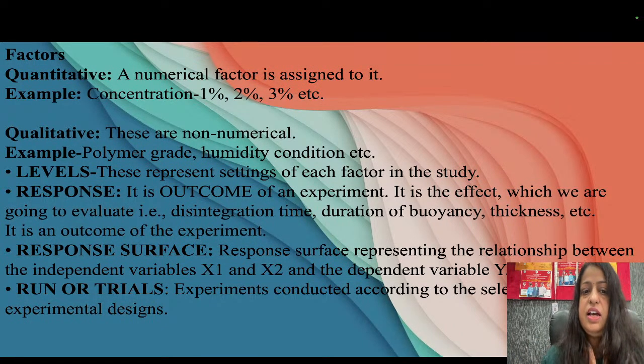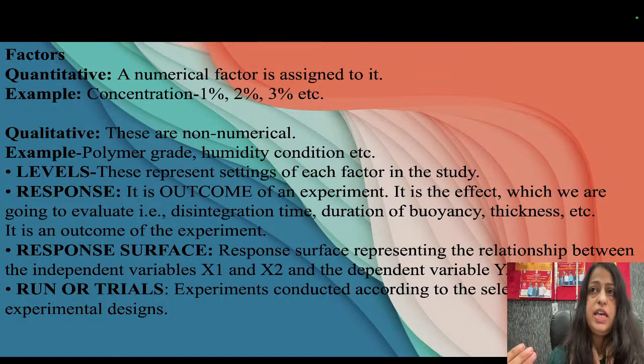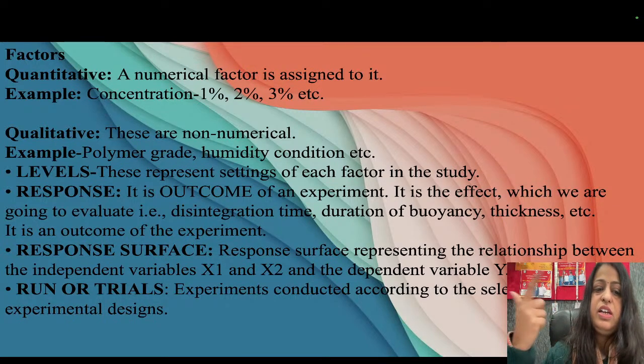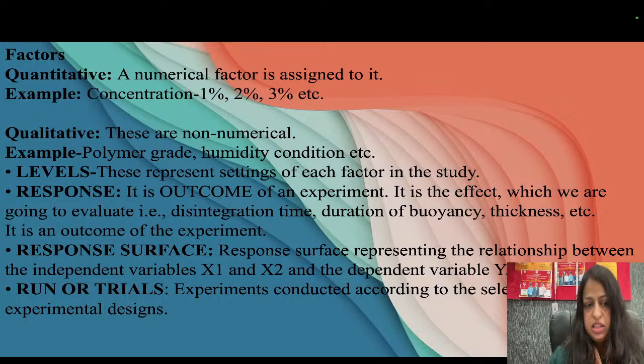Then runs and trials. Yes, experiments conducted according to the selected experimental design. So it depends on us how many trials we want to run. If we see that more runs are required for a particular process, for an experiment, then we will increase the number of runs. And if I talk about the basic design of CCD, central composite design, which we are discussing today, the minimum number of trials or runs is 9. Then we can proceed further to 13 or more than that. So according to our desirability, according to the requirement of the experiment, these runs or trials are selected, right?